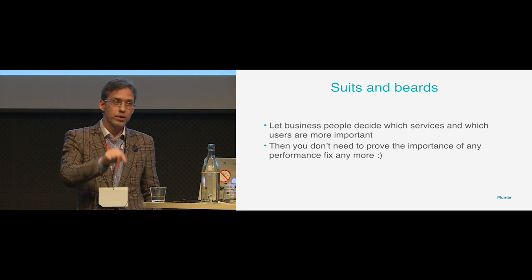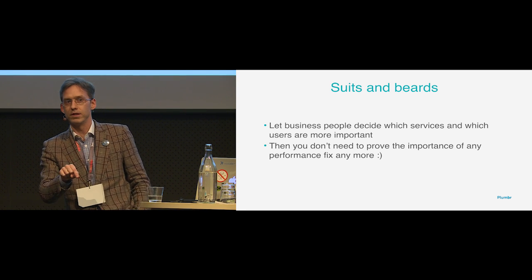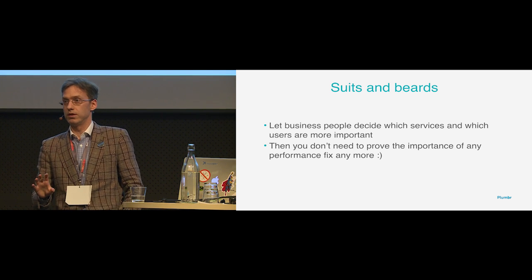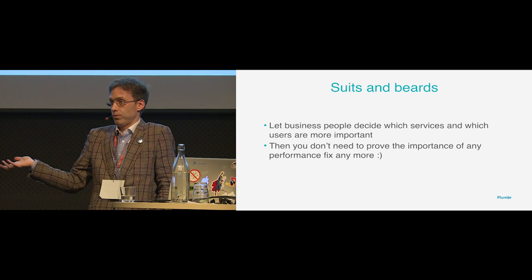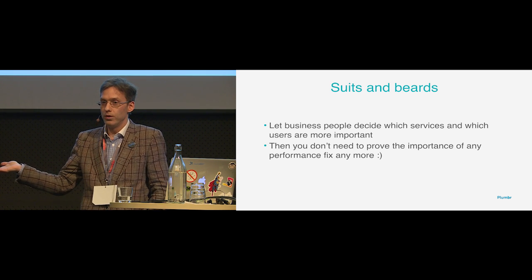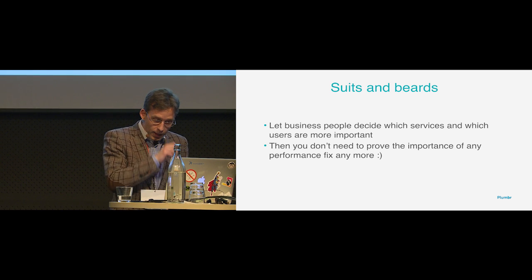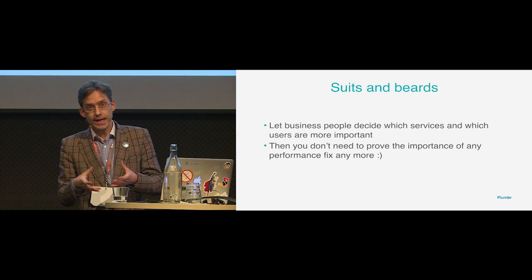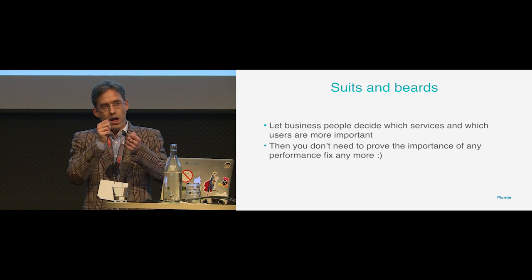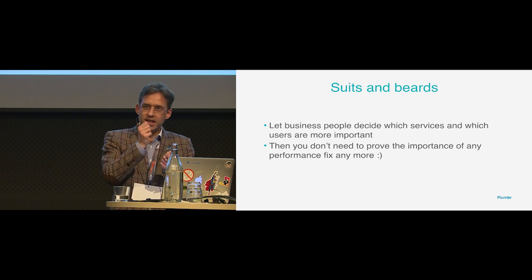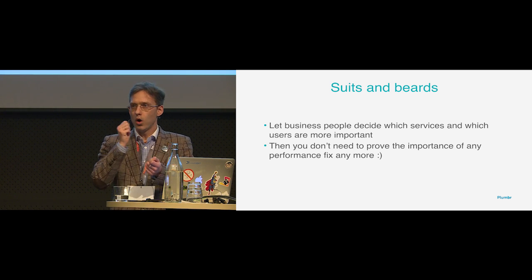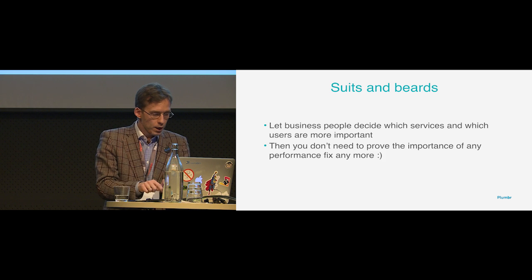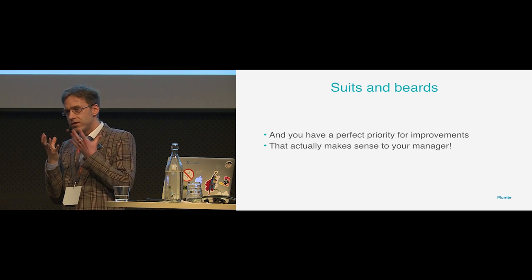And if you can show them numbers that this important service impacts 10% of your users, then what have you to prove? You do know that you have to solve it. And when you have that data, when you can assign a user impact on every single performance-related problem in your application, you have the perfect prioritization mechanism.